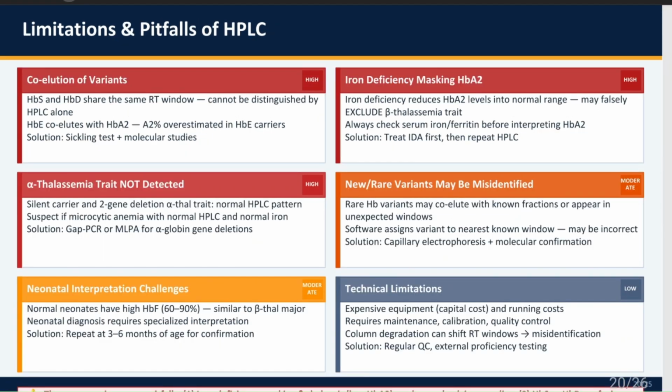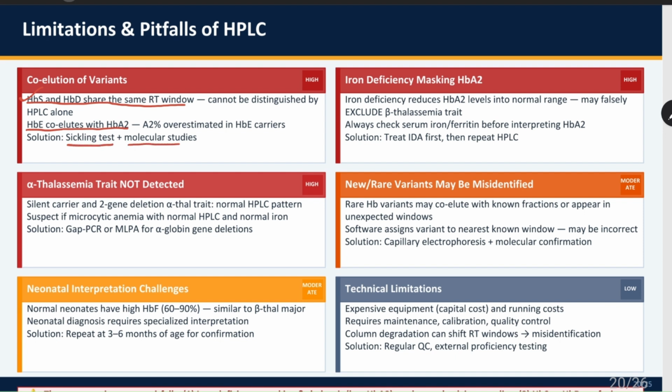Now the limitations and pitfalls of HPLC. There are various limitations of HPLC, like any other technique. Out of that, the most important is the co-elution of variants. We know that HbS and HbD share the same RT window, and in the same manner HbE co-elutes with HbA2, that is, they also share the same RT window. Hence, to differentiate HbS and HbD, we should perform the sickling test and do the molecular studies.